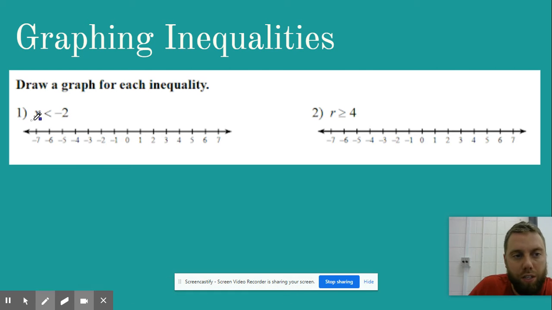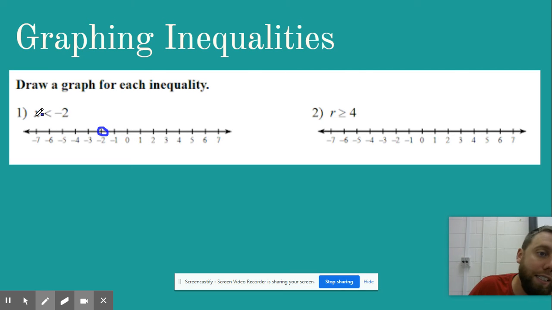So reading this, we have x is less than negative 2. If we go over to this negative 2 right here, we're going to put an empty circle. Why is it empty? Because it says less than negative 2. If it said equal to, we would fill it in, but it says just less than. There's no line at the bottom here. So it's just an open dot.